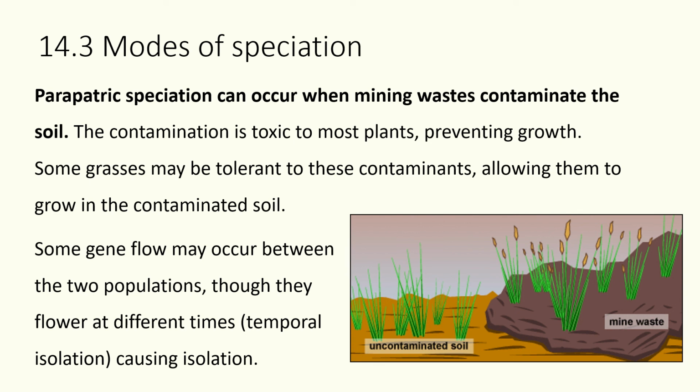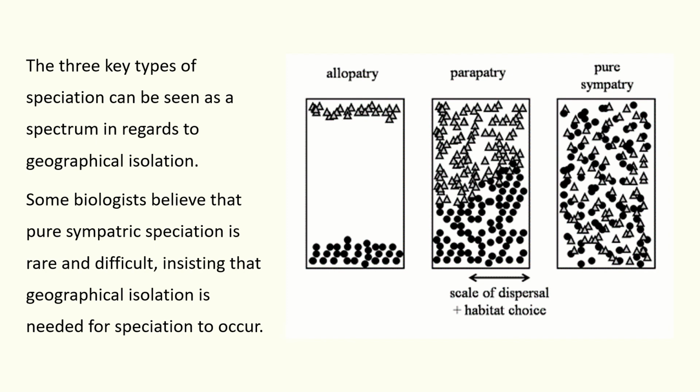The contamination will be toxic to most plants, but some of those grasses might just be naturally tolerant to those contaminants. They might have a mutation that then allows them to grow in that area. So they can then grow in the mine waste, and because they don't have to compete with the other grasses that don't have this mutation, they're going to happily live in that mine waste, forming an adjacent niche. You can have some gene flow because at this point they're not completely isolated from each other reproductively, but over time they will become more isolated from each other. So there's minor gene flow between these populations.